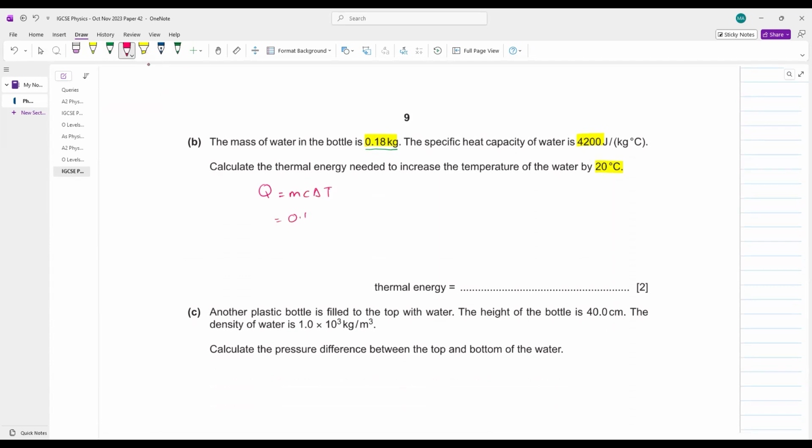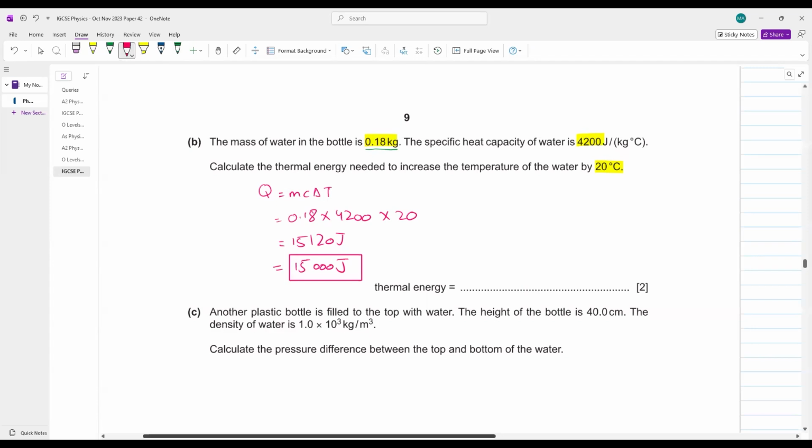What is your mass? 0.18. What is your specific heat capacity? 4200. What is your change in temperature? 20. Can you calculate Q? Yes, you can calculate it: 0.18 into 4200 into 20. The answer comes out to be 15120 joules. But obviously in IGCSE physics, you round all your answers to two significant figures. 15,000 joules comes out to be your answer.